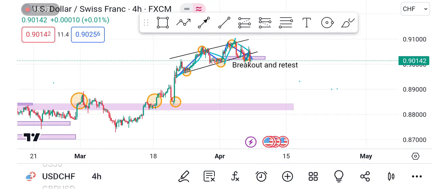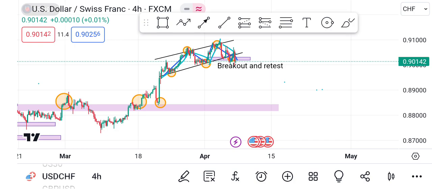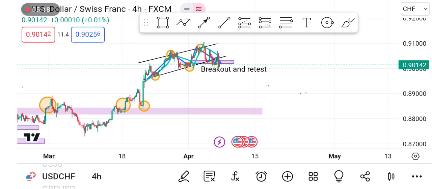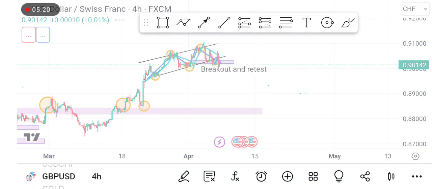Alright, so on Monday, which is tomorrow when the market's opening, I'm expecting a sell on USDCHF. Alright, let's move into another currency pair. Let's look at GBPUSD.